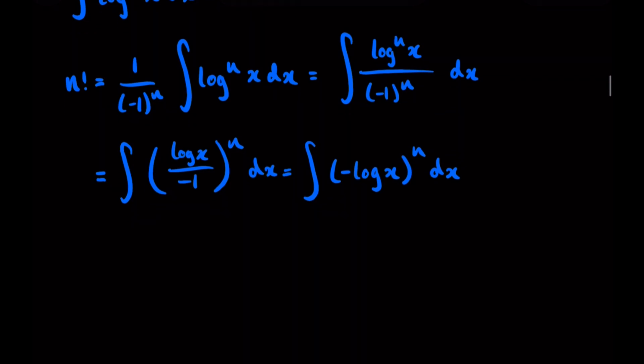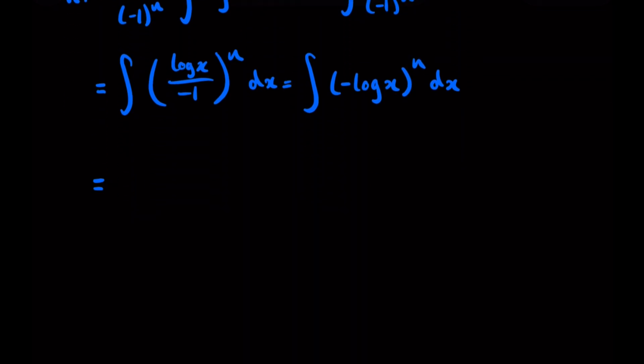And so we can rewrite this as follows: the integral of log to the nth power of 1 over x dx. And so we have figured out that n factorial is just equal to the integral of log to the nth power of 1 over x dx.